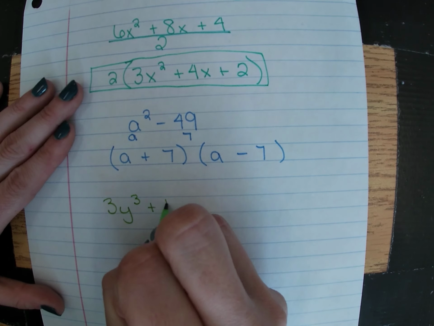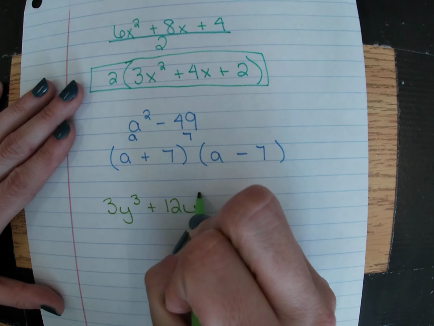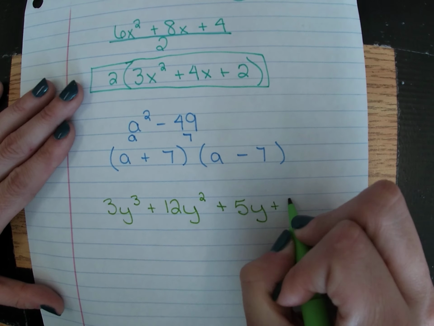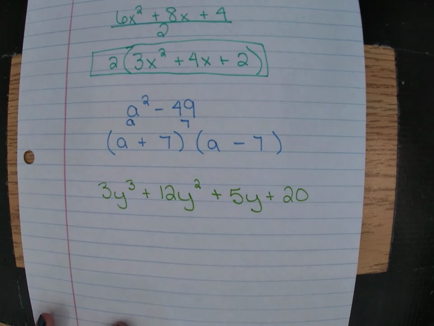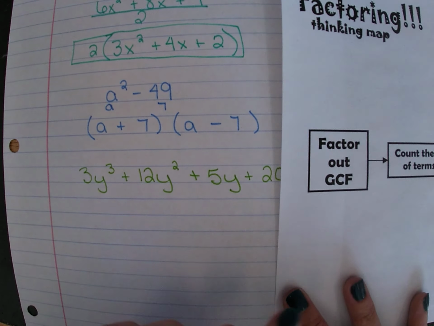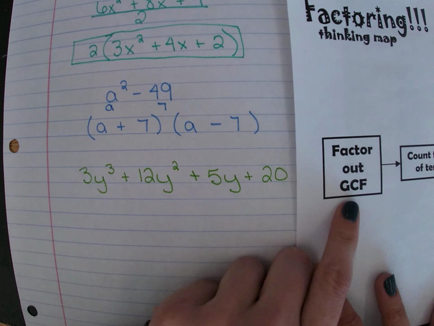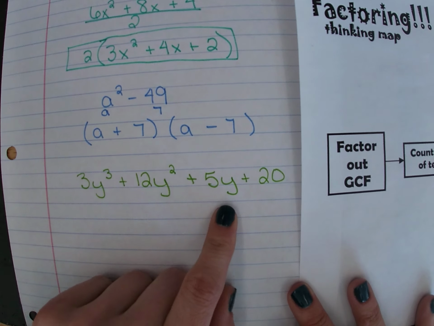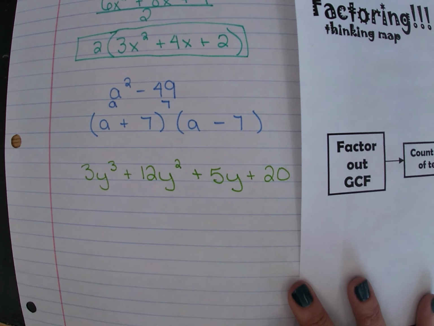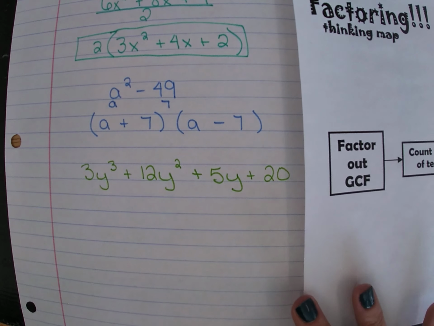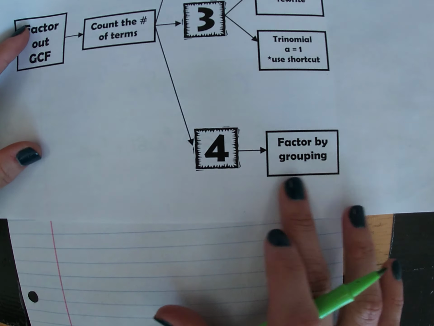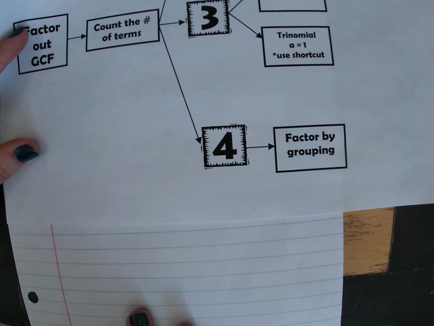Now let's try 3y to the third plus 12y squared plus 5y plus 20. Again, first thing that we're doing is looking to see if there is a GCF. Can we think of something that will go into 3, 12, 5, and 20? No, they don't all have the variables, so nothing we can do there. Then we count the number of terms. This has 4 terms, so we want to see if we can factor this by grouping.